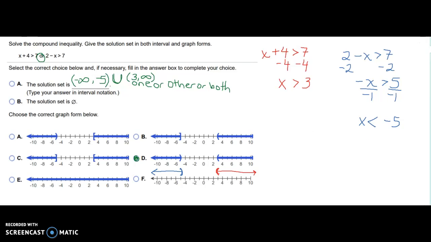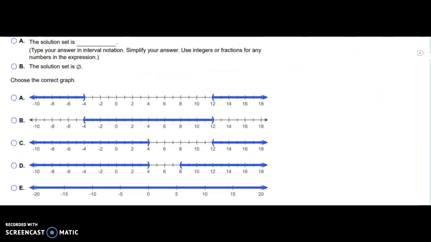Alright, the next one is just a regular absolute value inequality. This would be in the video that I made, so hopefully you were able to watch that video. You have the absolute value of 4 minus x is greater than 8. You want to solve it like an equation first, splitting the two options. So 4 minus x could be positive 8, or 4 minus x could be negative 8.